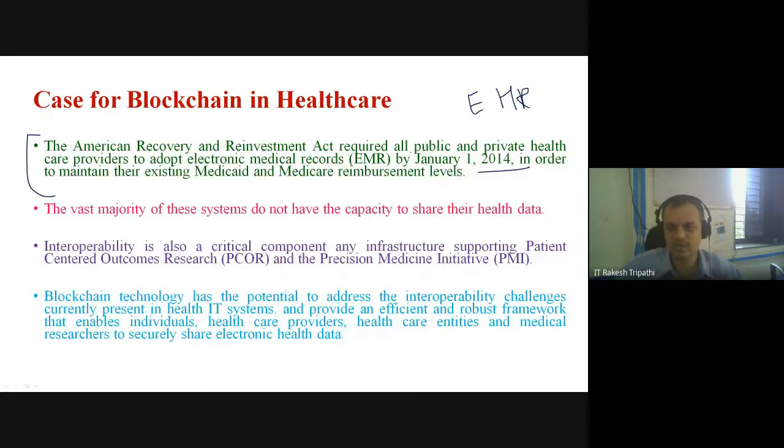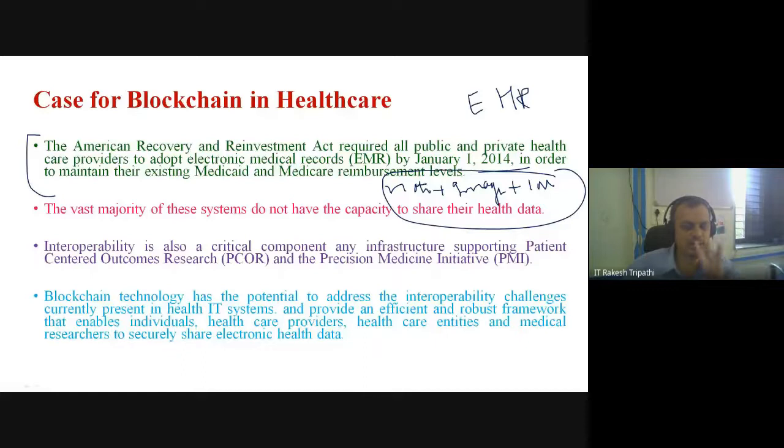The electronic health record is the note of a doctor, plus all your images, plus your lab reports. These I digitize and record somewhere. Electronic health record keeping is a must for all organizations.